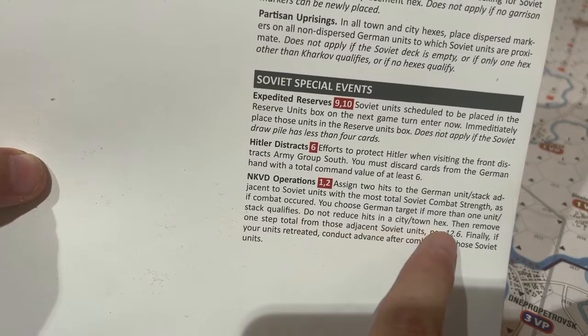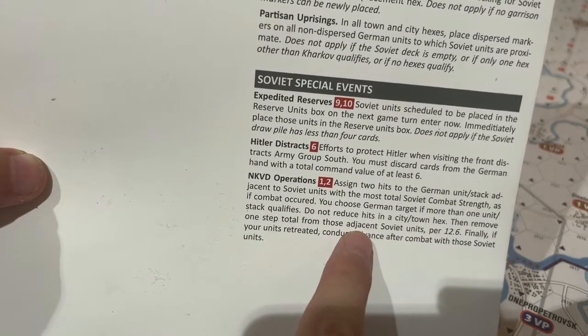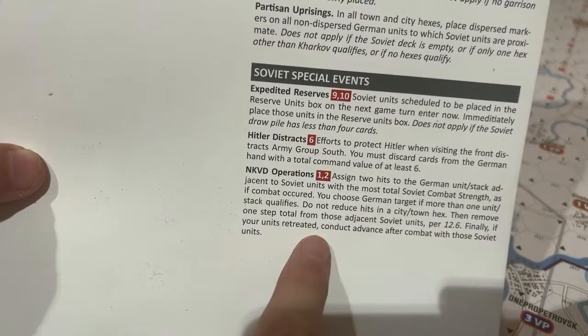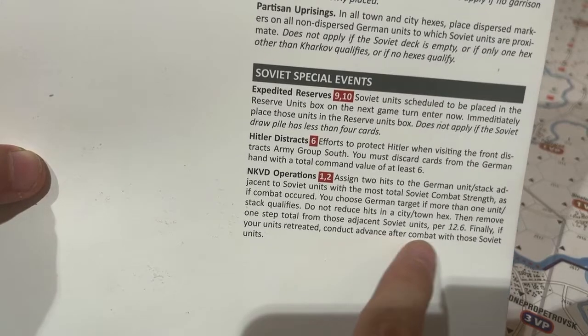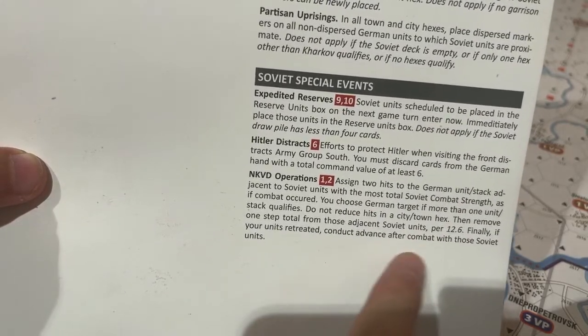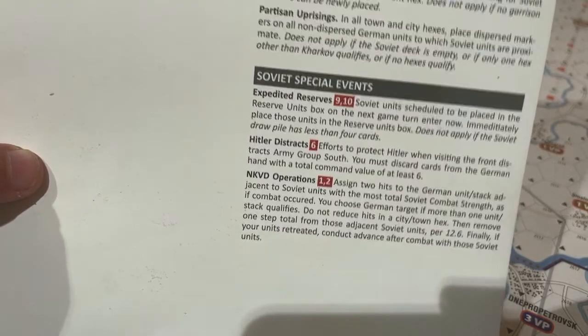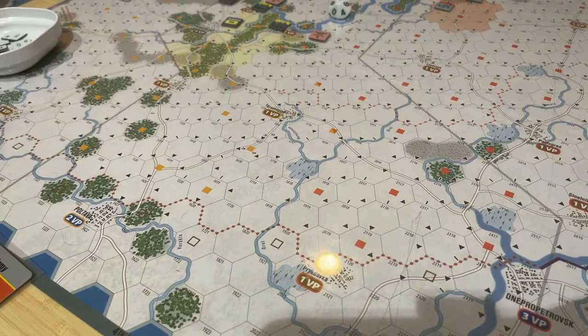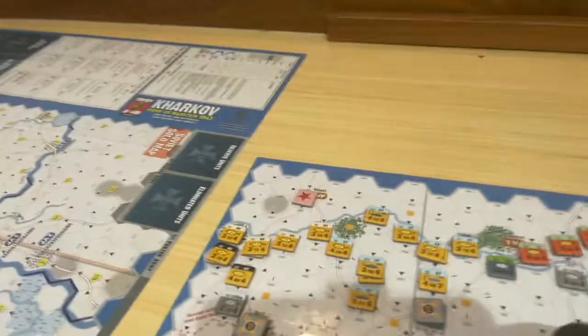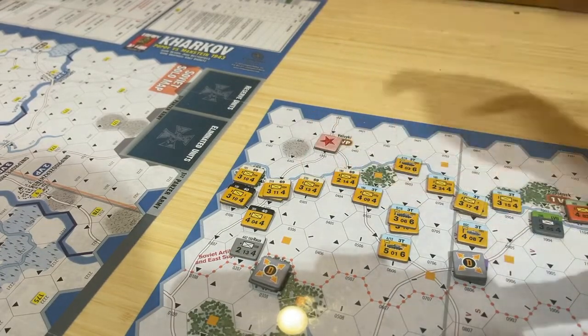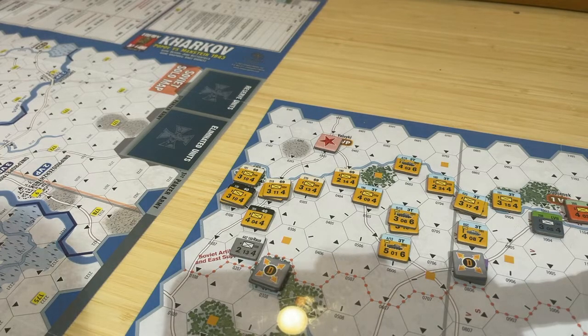Do not reduce hits in a city or town. Then remove one step total from those adjacent Soviet units. Finally, if your units retreated, conduct advance after combat with those Soviet units. So it actually might be anything on the map. I hate that, but I think it might be. So here's why I was glad we removed the purple. If you recall, the purple was sitting right here, and guess what he's surrounded by? The 69th Army. The 69th Army currently has nobody next to them. So this event would apply to nobody.